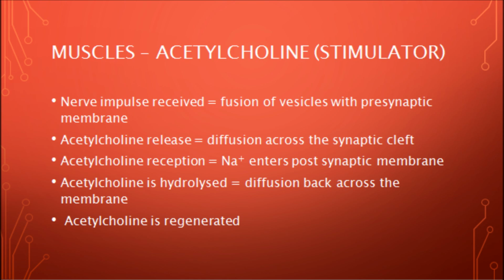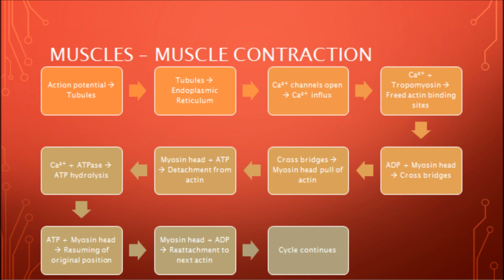The acetylcholine is hydrolyzed by acetylcholinesterase, an enzyme, into its components, and is allowed to diffuse back across the synaptic cleft to the presynaptic knob where it is regenerated. Muscle contraction is a process that continues for as long as there is a nerve impulse which stimulates it.